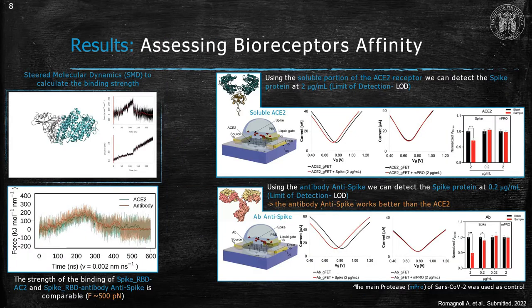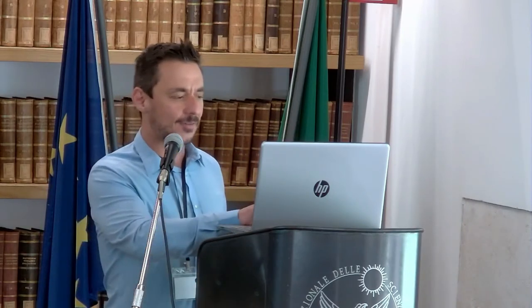So what we did at the beginning of this project, to test our hypothesis, I mean the possibility to use the ACE2 receptor instead of the antibody, was to check the strength of the interaction between the receptor and the spike protein. To solve this question, we ran several STID and MD simulations in order to calculate the force of the interaction. What we obtained is this graph, and basically the strength of interaction is around 500 piconewton, and it's comparable between the ACE2 and the antibody. This is a confirmation of our hypothesis that we can use the ACE2 receptor instead of the antibody.